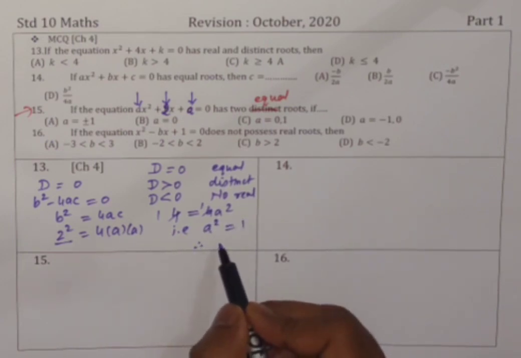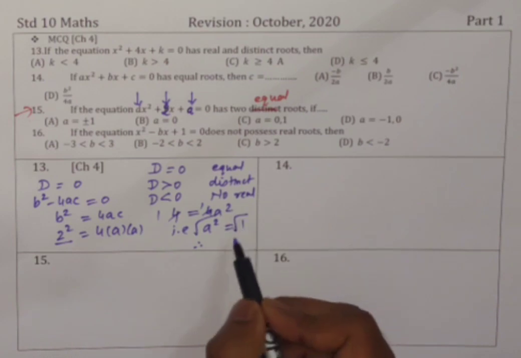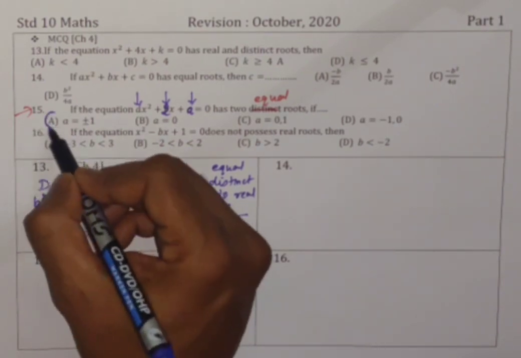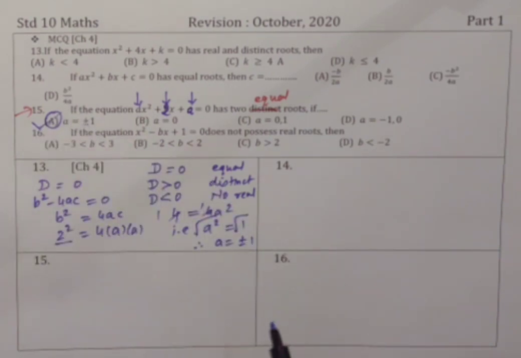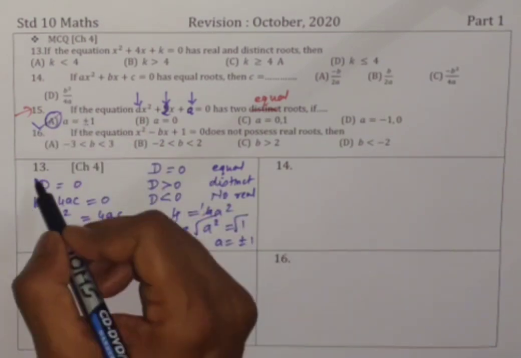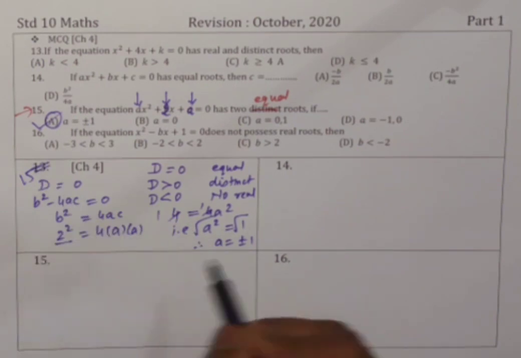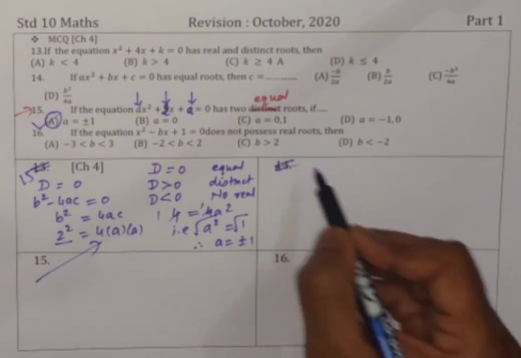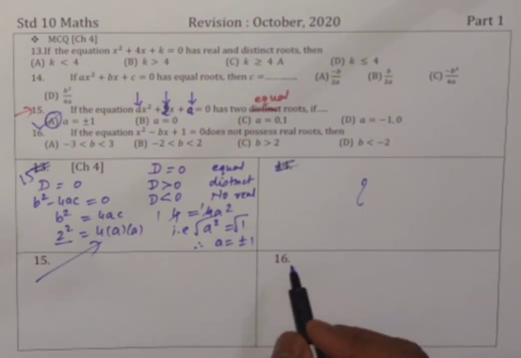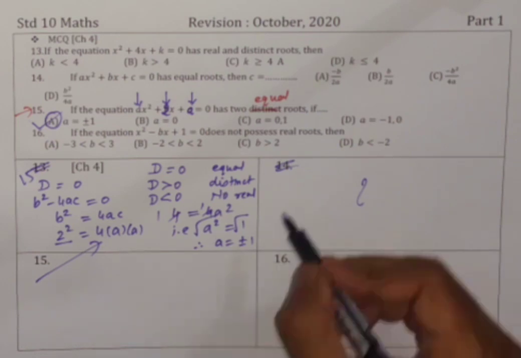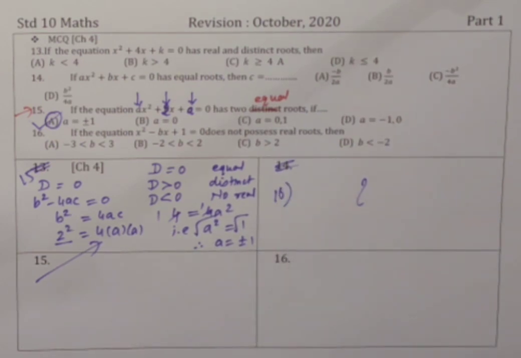Therefore, taking square root, a square equal to 1. So a is equal to plus or minus 1. There you are, answer option A. A is either plus 1 or minus 1. Children, this was the 15th one. 14th we have already done. Now 16th one. Alright, I'll do it here, 16th one.